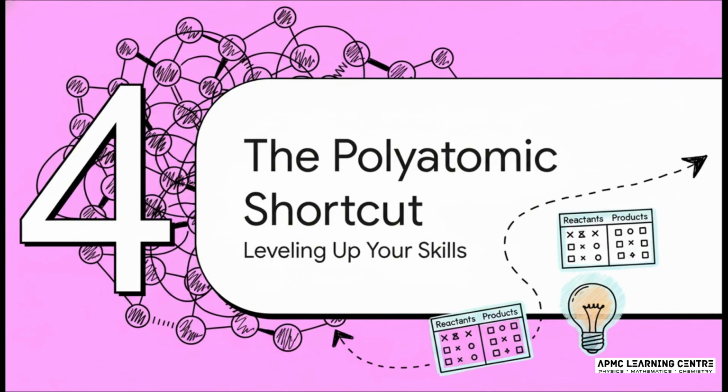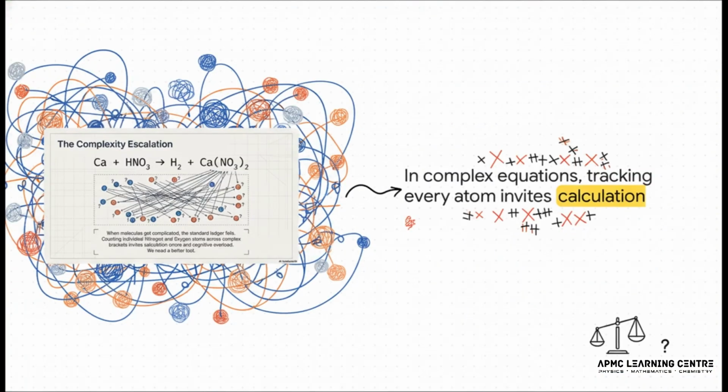Okay, so you've got the basics down. But what happens when the equations get, well, messy? Trying to count every single atom one by one can get confusing fast. Luckily, there's a really cool shortcut. Just look at this thing. Yikes! All those different atoms, trying to count every single nitrogen and every single oxygen separately, it's a recipe for a headache, and it's super easy to make a mistake. This is where just counting one by one can start to fail us. We need a smarter way.